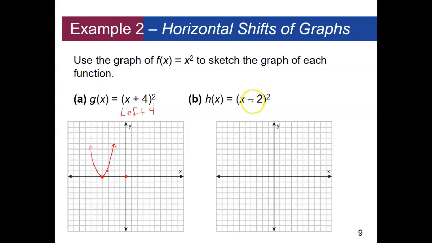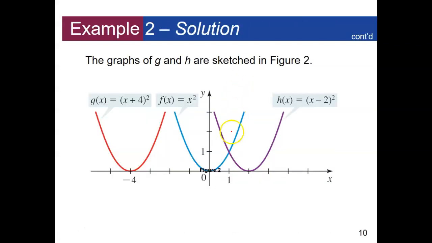Okay, here we've got a minus inside, so we're going to send this one to the right 2 units. So instead of again sitting at the origin, it's going to sit right 2 units. We'll sketch that in roughly, and that's what our graph is going to look like. And again, this is a much more professionally done graph to see what these should look like.